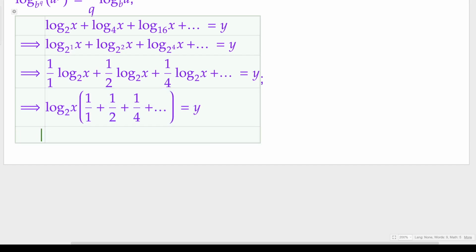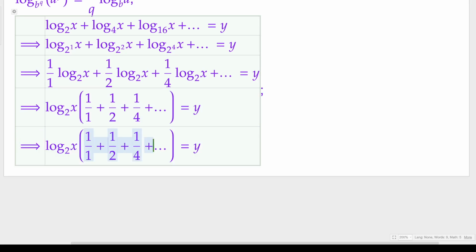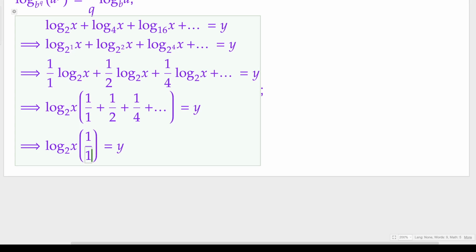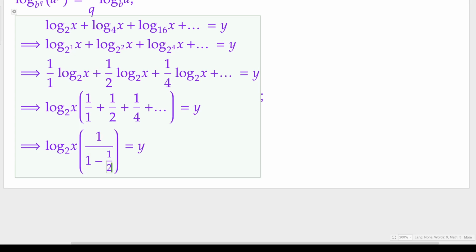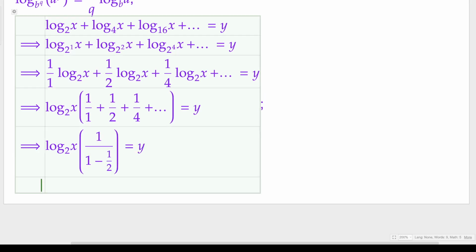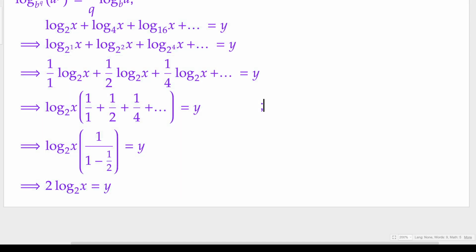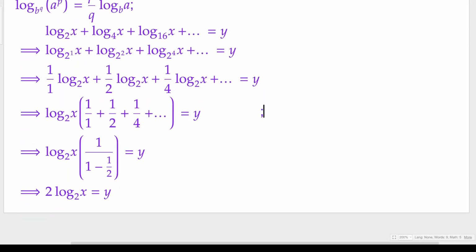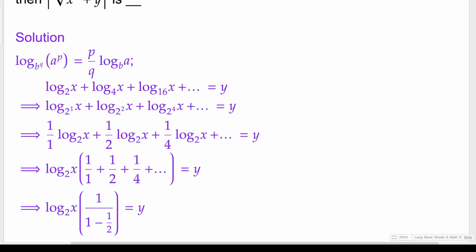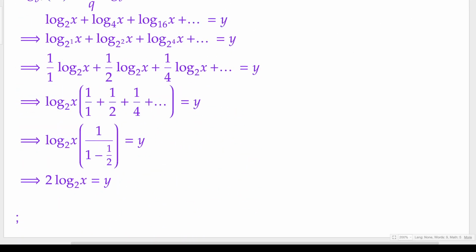Now we need to compute the sum of this. So I'll be using the formula: first term over 1 minus common ratio. On resolving this, I'll get 2 times log base 2 of x, that is equal to y. Now this is the first equation that I have resolved. Now I'll go for the resolution of the next one.